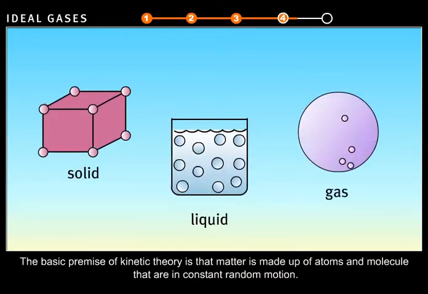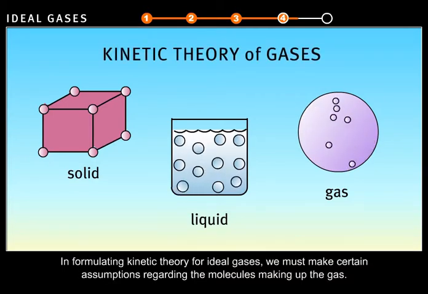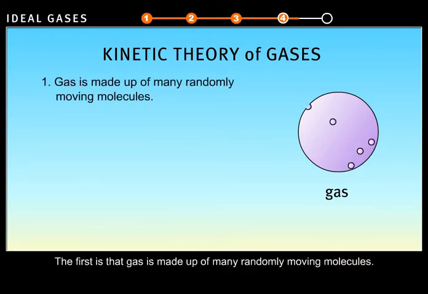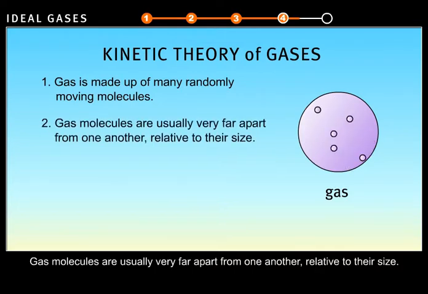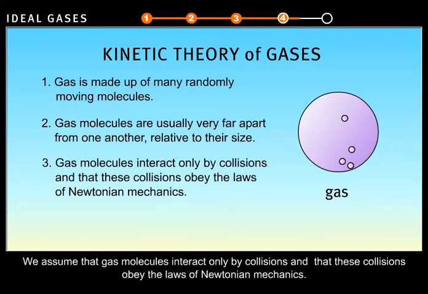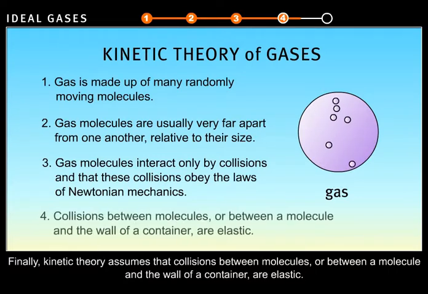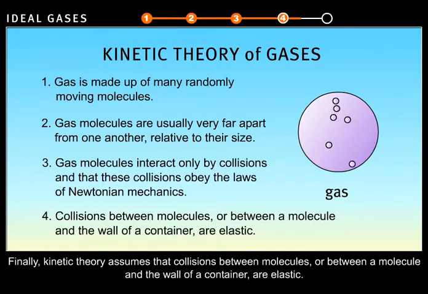The basic premise of kinetic theory is that matter is made up of atoms and molecules that are in constant random motion. In formulating kinetic theory for ideal gases, we must make certain assumptions regarding the molecules making up the gas. The first is that gas is made up of many randomly moving molecules. Gas molecules are usually very far apart from one another, relative to their size. We assume that gas molecules interact only by collisions, and that these collisions obey the laws of Newtonian mechanics. Finally, kinetic theory assumes that collisions between molecules, or between a molecule and the wall of a container, are elastic.